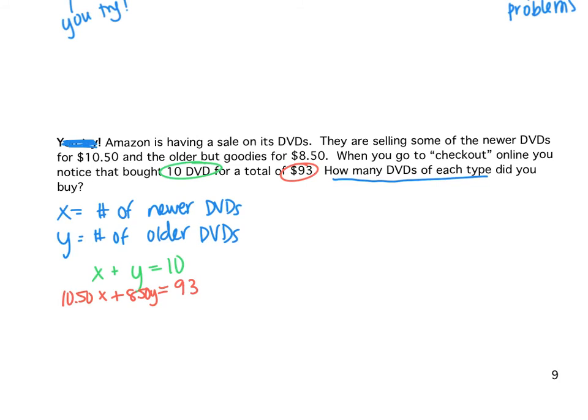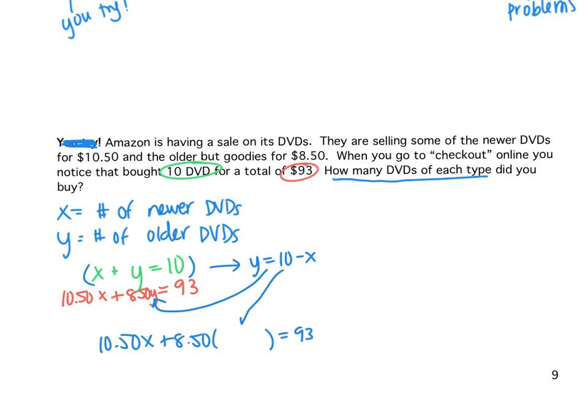Again, I can use substitution or elimination. I notice the top equation, it's easy to solve for x or y, so that's what I'm going to do and use substitution. Top equation, I'm going to solve for y, so I'm going to subtract x. I get y to be 10 minus x. And then if we remember, that needs to be substituted into the second equation, not back into the first, into the second equation. So second equation, I get 10.50x plus 8.50y equals 93. Remember though, we need to put in the expression for y, which is 10 minus x.